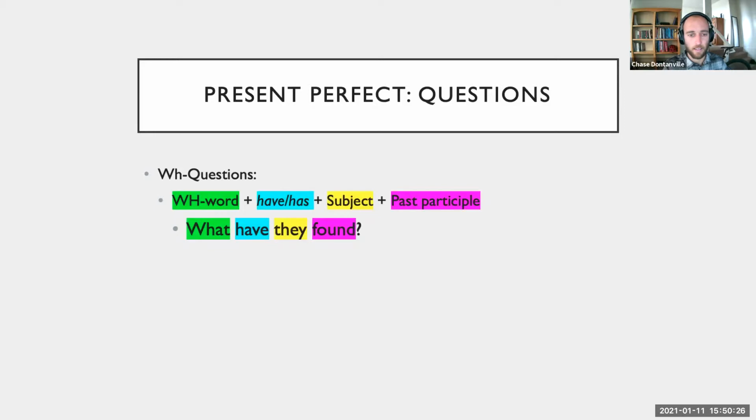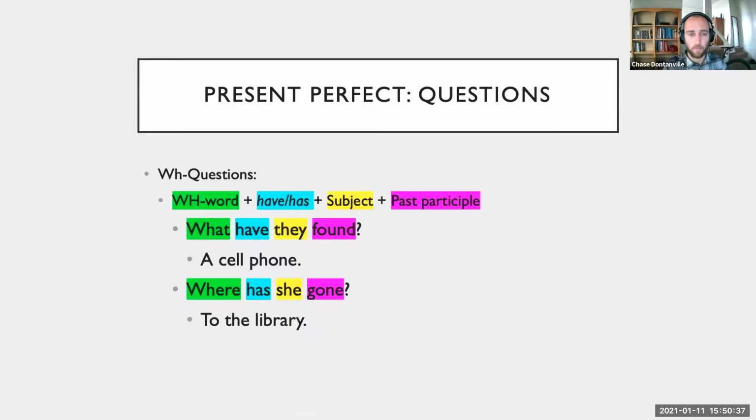And it looks like this. What have they found? A cell phone, for example. Where has she gone? To the library. Okay, so again, WH word is always first, and then you have helper verb plus subject plus past participle.